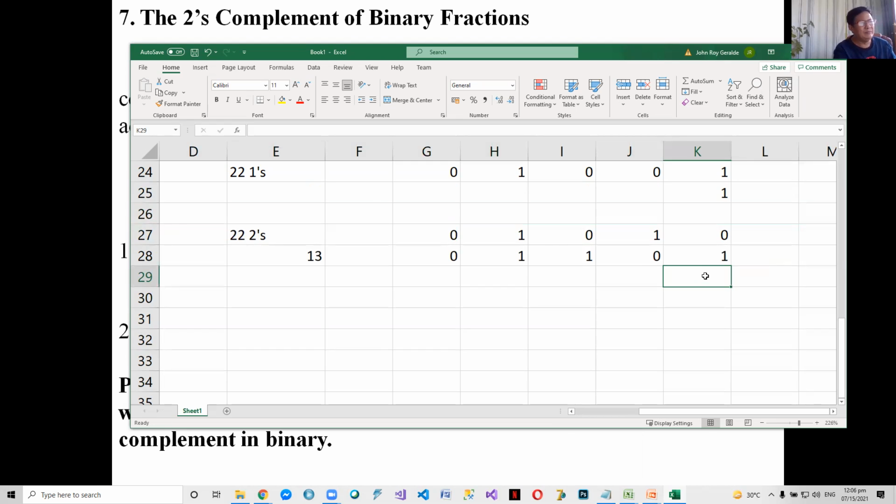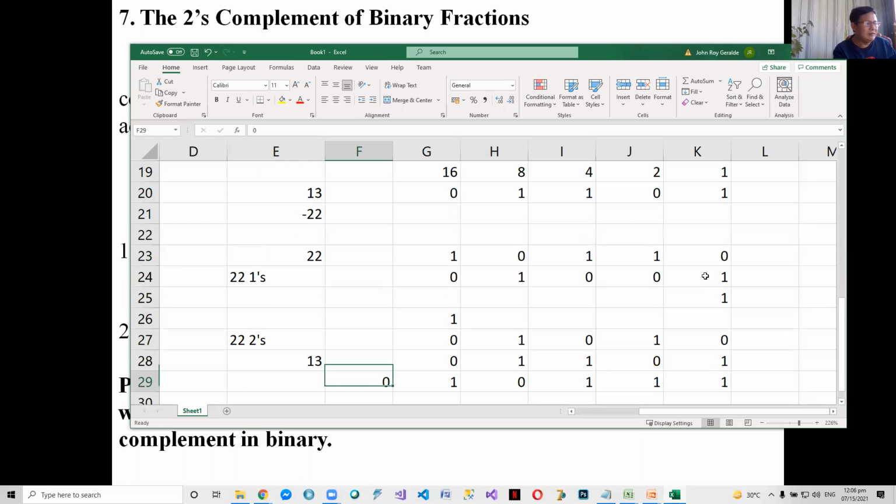Okay, meron tayong mga ano, mga carry. 0 plus 1 is a 1. 1 plus 0 is a 1. 0 plus 1 is a 1. 1 plus 1 is a 0, carry 1. Do you follow? 1 plus 0 plus 0 is a 1, and the last carry is a 0. Kasi walang spillover eh, diba? Wala tayong spillover, right? Which means if the spillover is a 0, the result is a negative. Do you follow? This is a negative value.